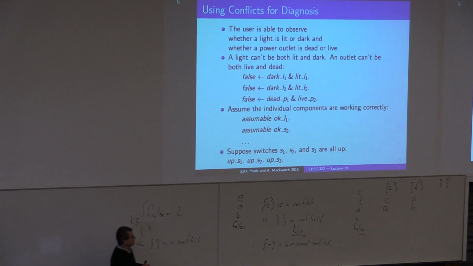And the other thing we're going to do is to make assumptions about individual components working correctly. So we're going to start assuming that L1 is OK and L2 is OK. And for the moment, we're going to assume that all these switches are up.